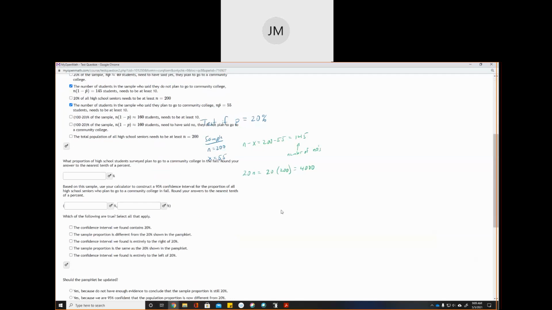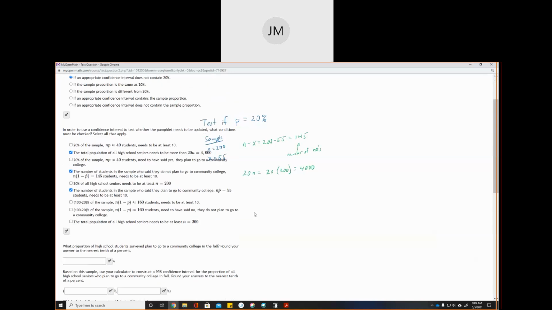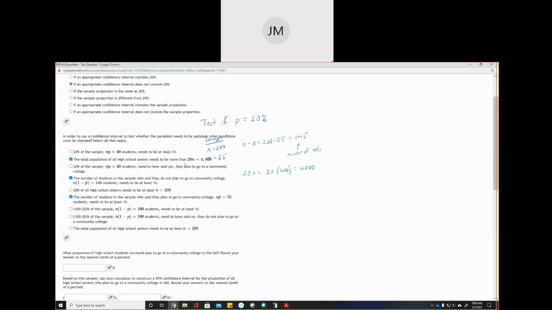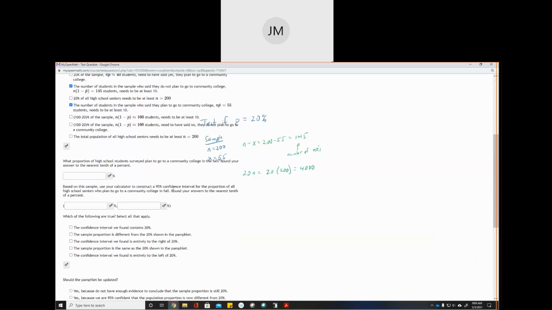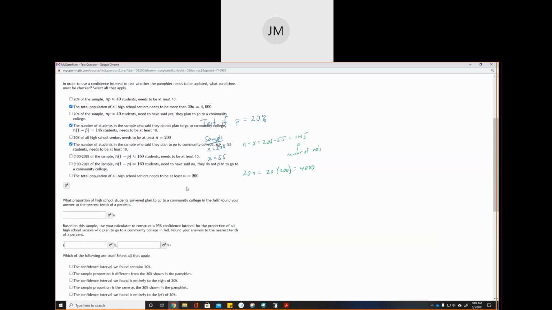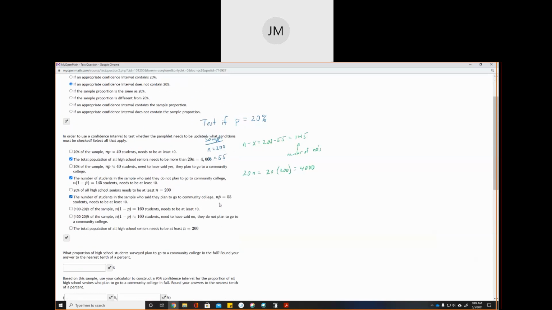So now we go through and we actually, I guess, okay, we don't need to actually check them in this one. We kind of did as we selected them, right? Because we said 55 needs to be at least 10, and of course 55 is. 145 needs to be at least 10, and it is. Okay. All right.